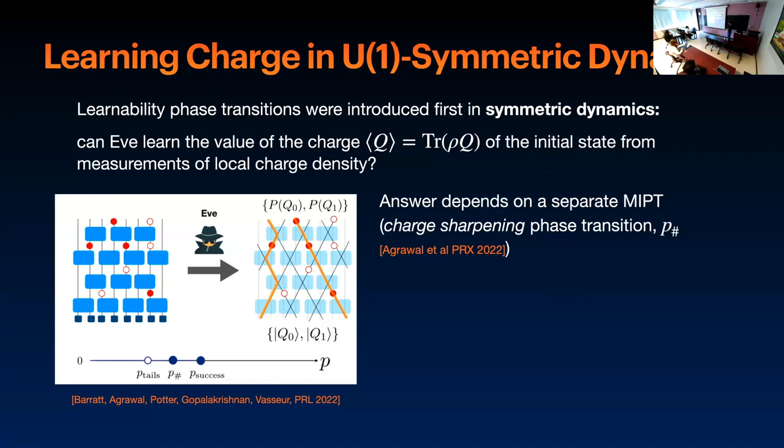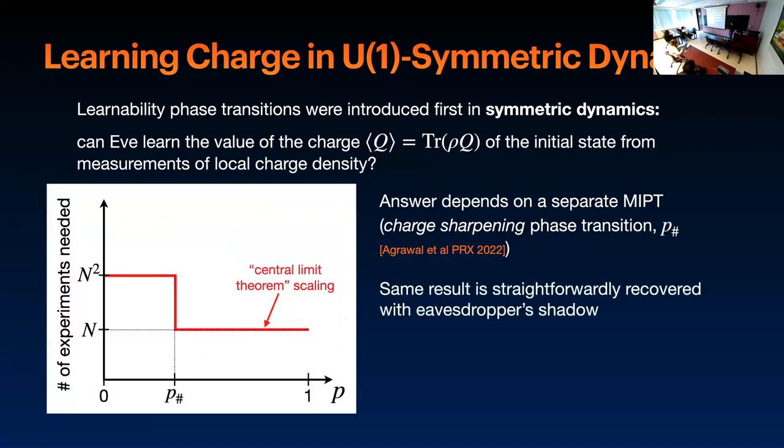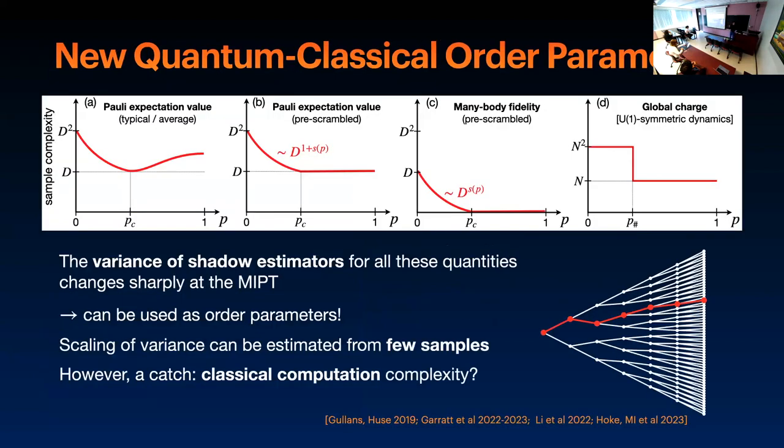There's a phase transition that depends on a separate transition, not the entanglement phase transition, but a so-called charge sharpening phase transition at some different value of the measurement rate. But anyway, this is a rich problem, very interesting, but I just want to say that within that format that I use, this comes out very small. Think about it very hard, because the shadows learning of the charge operator gives you a phase transition, in this case between two polynomials, one of which is understood, and the other is suppressed by a factor of one over N. Okay, that was the last thing I wanted to say.